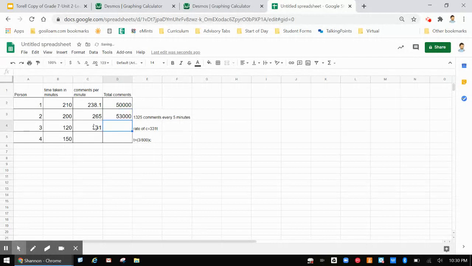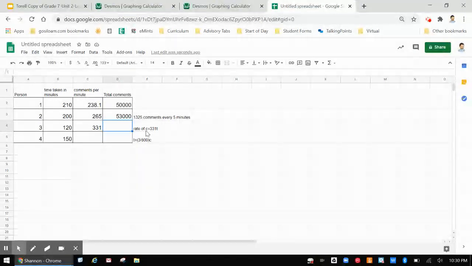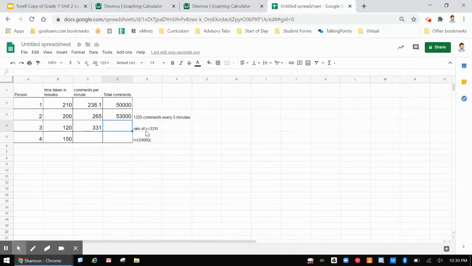Well, here it already broke this down because it said rate of comments is 331T. All right. Well, if T is time and C is comments, then that is actually giving us our unit rate right there. So if T was equal to 1, if we plugged in 1 right there, what would that be? So 1 minute would be 331 comments per minute. So the same thing there.